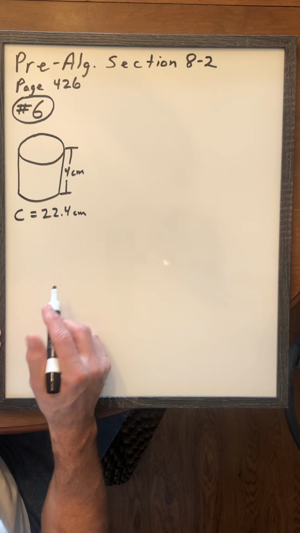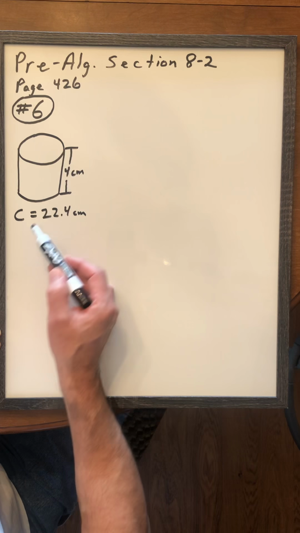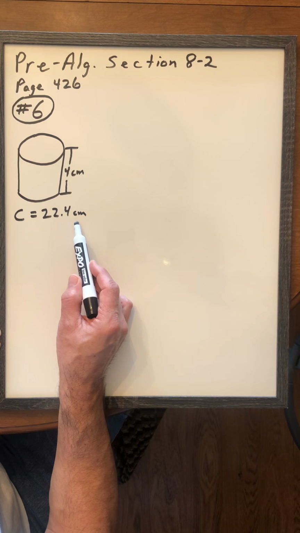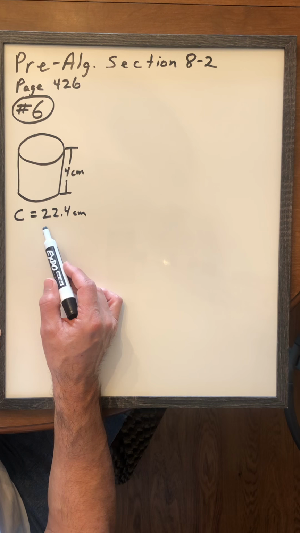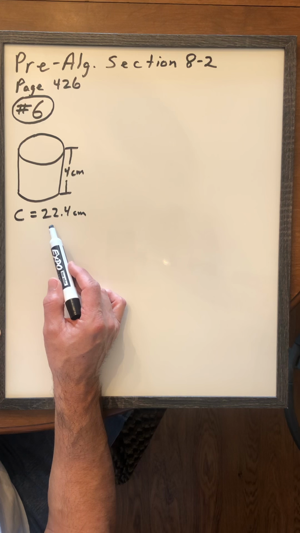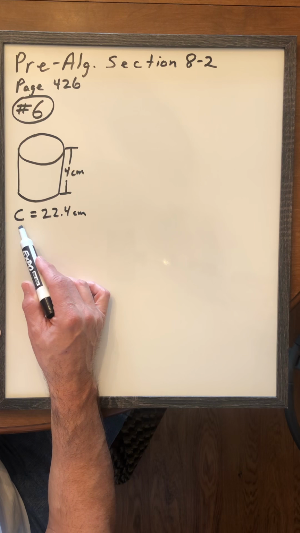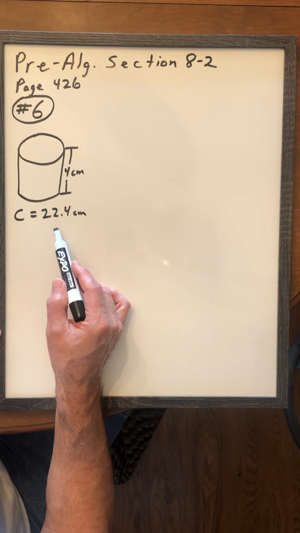So what we have given in here is our diagram. We have a height of 4 centimeters, and they're giving us here C equals 22.4 centimeters. Now, C would be the circumference, and so for us to find the volume, we need to know the radius, and we do not have the radius. So we've got to use our circumference to help us find the radius.